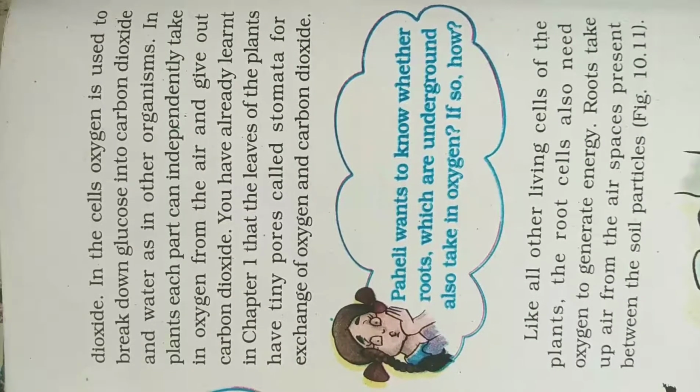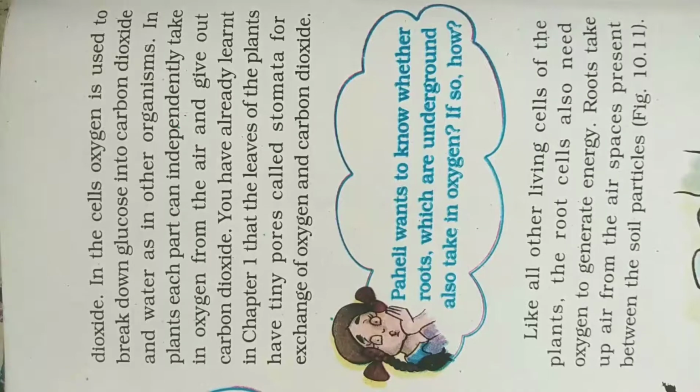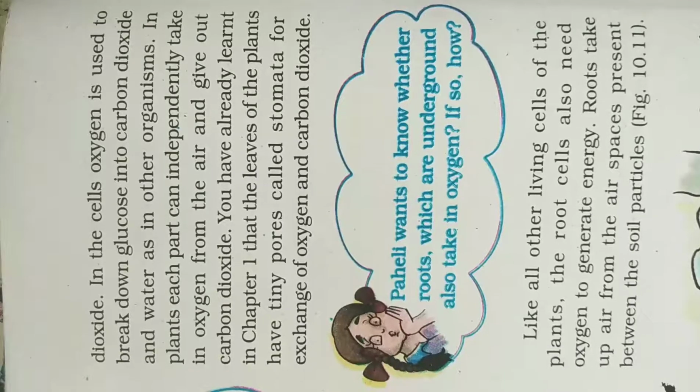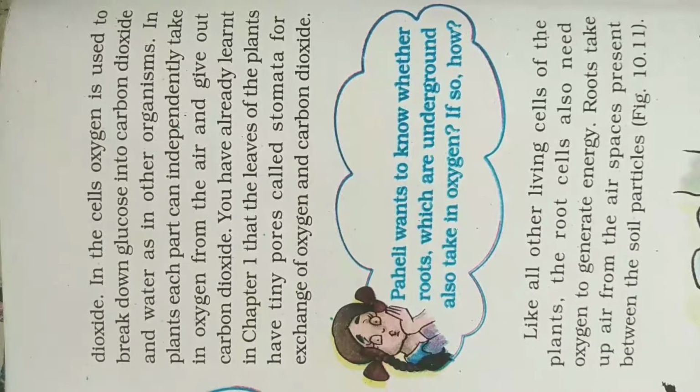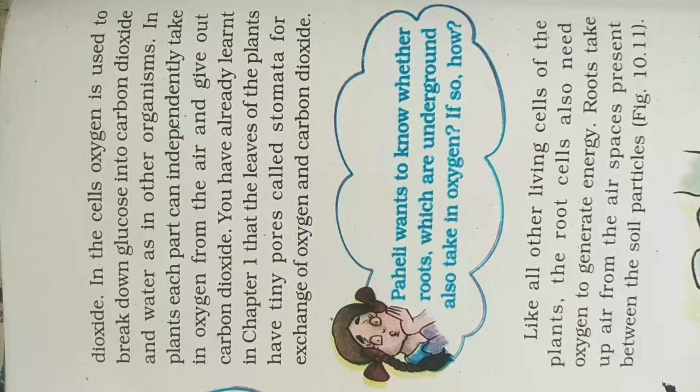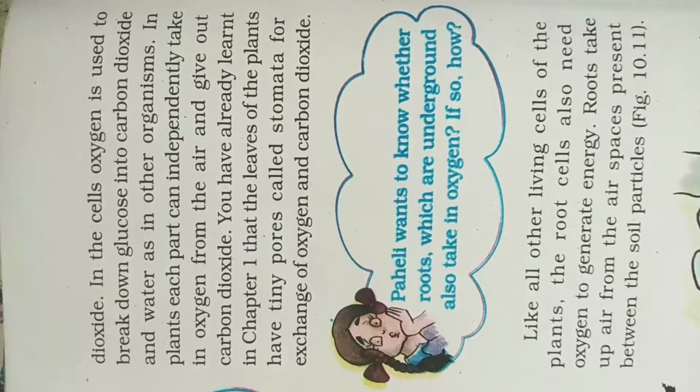In plants, each part can independently take in oxygen from the air and give out carbon dioxide. There are many parts in plants, and they individually take in air and give out carbon dioxide. First, the roots take oxygen from the air present in the soil, absorb the oxygen and give out carbon dioxide. The leaves also take in oxygen and give out carbon dioxide.